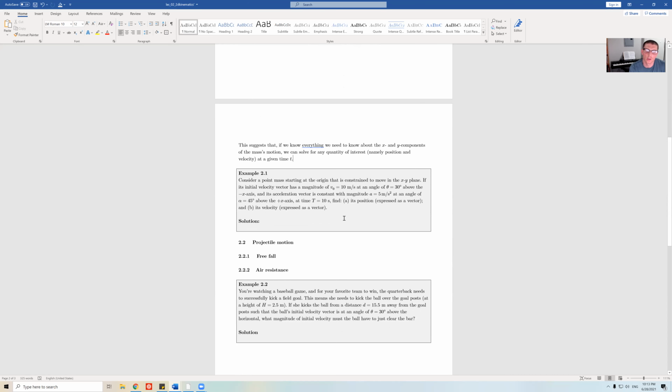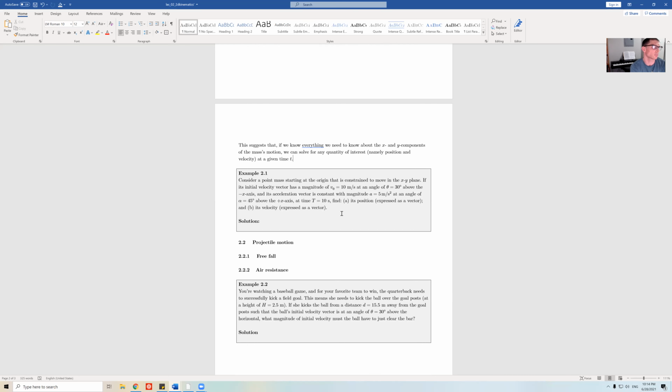All right, so let's work an example. We're going to consider a point mass starting at the origin that is constrained to move in the xy plane. If its initial velocity vector has a magnitude of v naught equals 10 meters per second at an angle of theta equals 30 degrees above the negative x-axis, and its acceleration vector is constant with magnitude a equals 5 meters per second squared at an angle of alpha equals 45 degrees above the positive x-axis. At time big T equals 10 seconds, we want to find its position expressed as a vector and its velocity expressed as a vector.